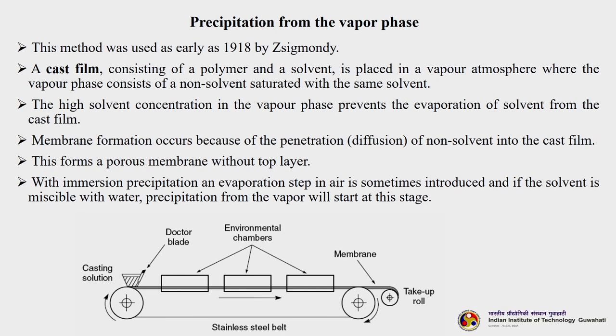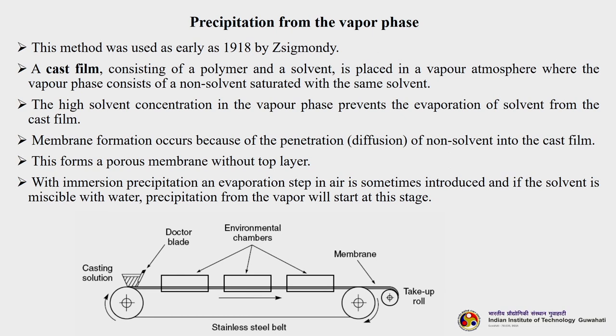So, basically the non-solvent present in your vapor phase will try to penetrate into the matrix of the film, thereby creating the pores. With immersion precipitation, an evaporation step in air is sometimes introduced, and if the solvent is miscible with water, precipitation from the vapor will start at this phase.